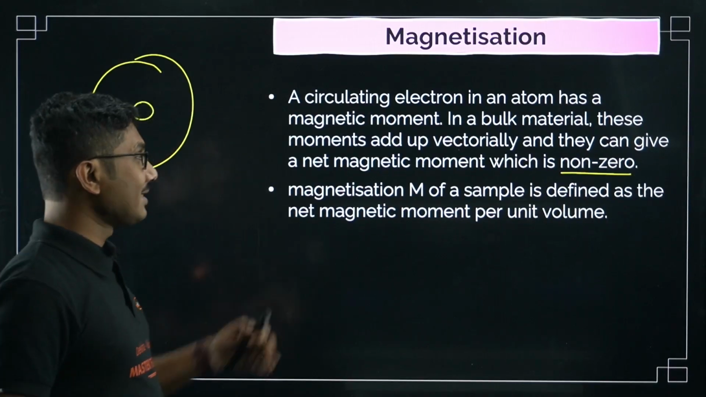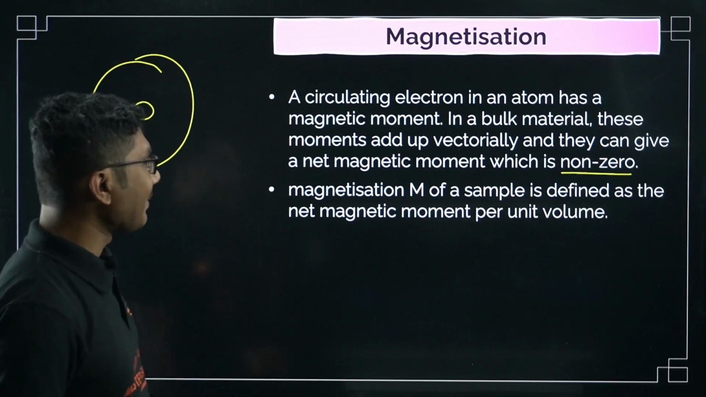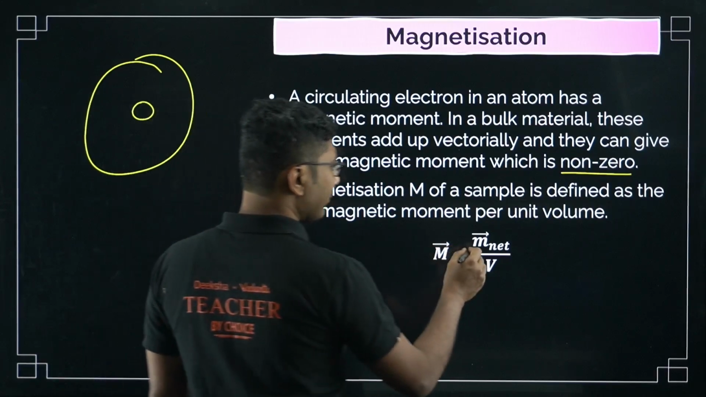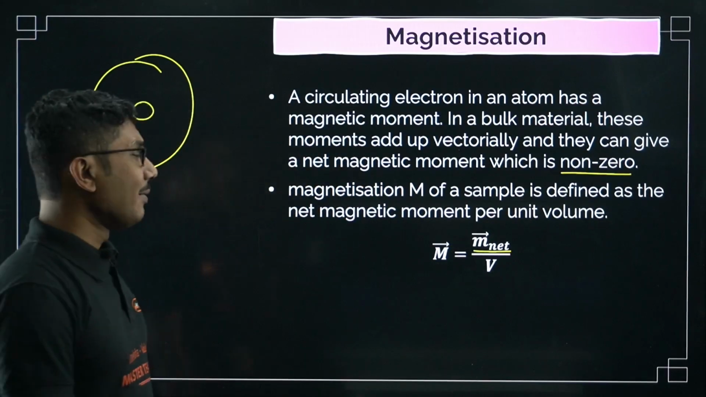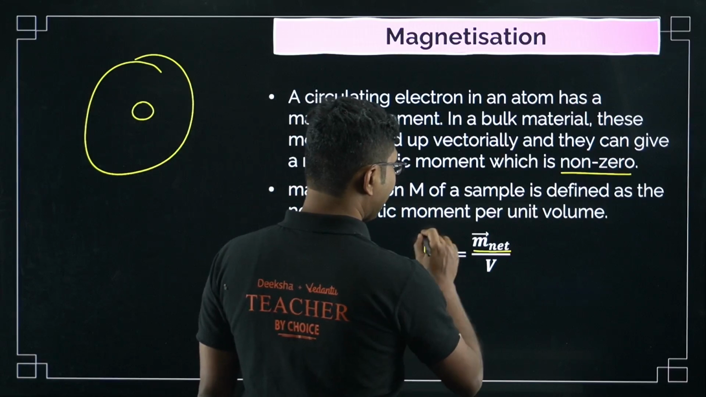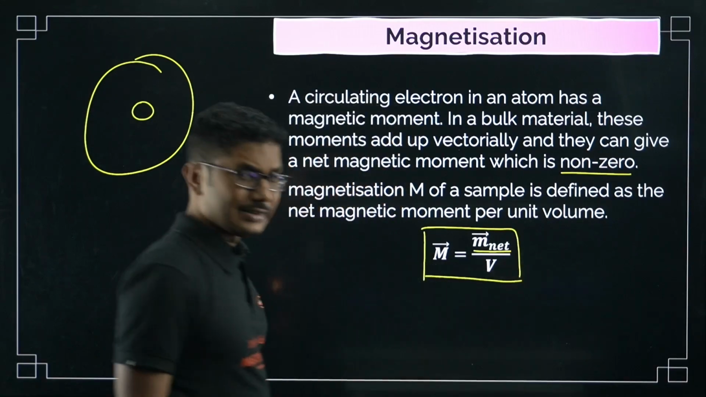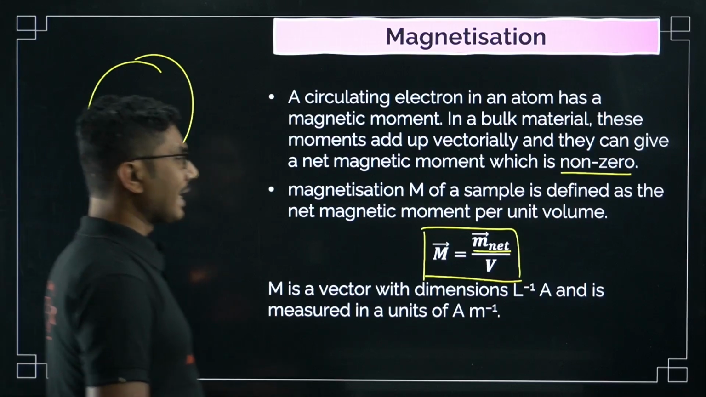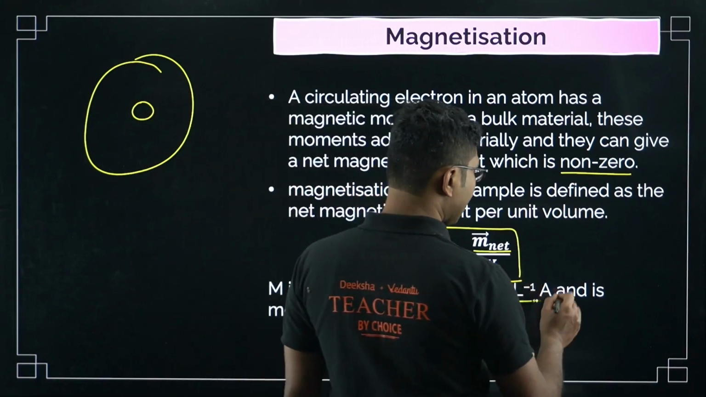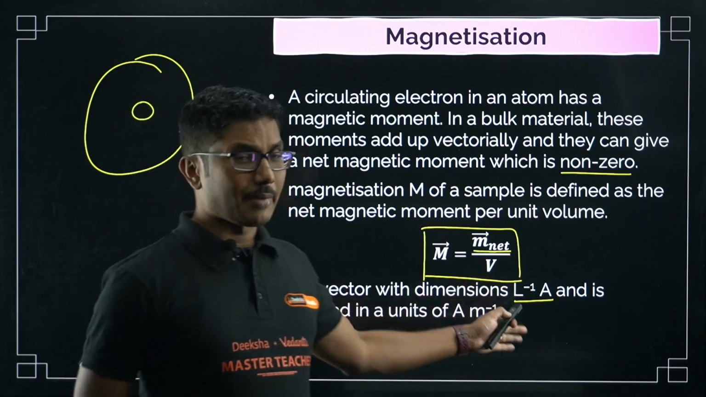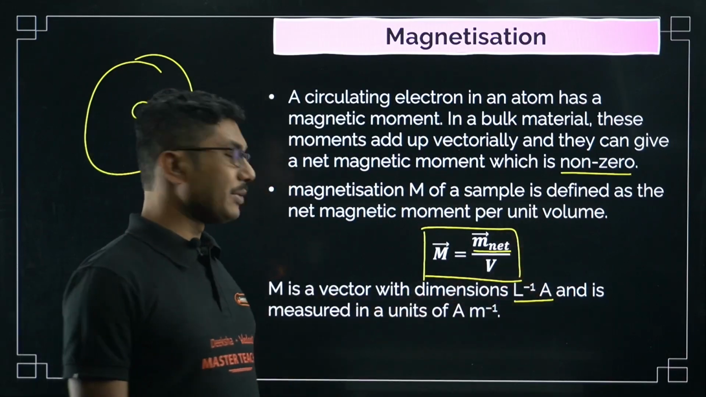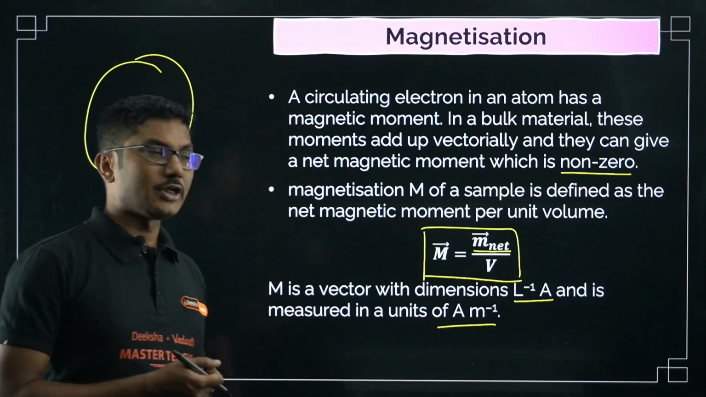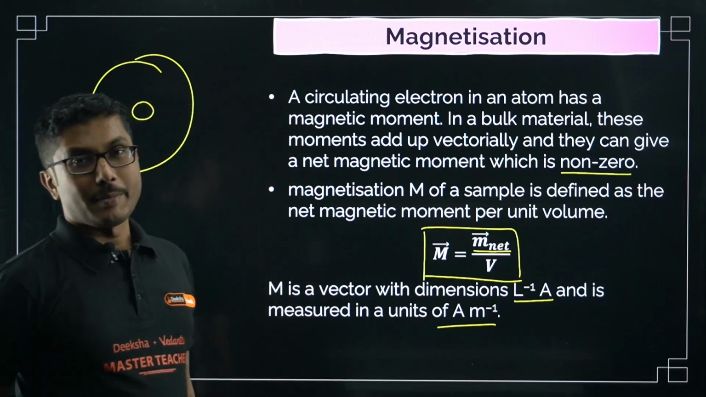Now magnetization M for a sample is defined as the net magnetic moment per unit volume. The net magnetic moment, denoted by small m net, divided by unit volume is called the magnetization. This is the formula for magnetization. Magnetization is a vector with dimensions L to the power minus 1 into A, and ampere per meter is the unit. These are important things to remember for small, easy MCQs that can come based on magnetization.